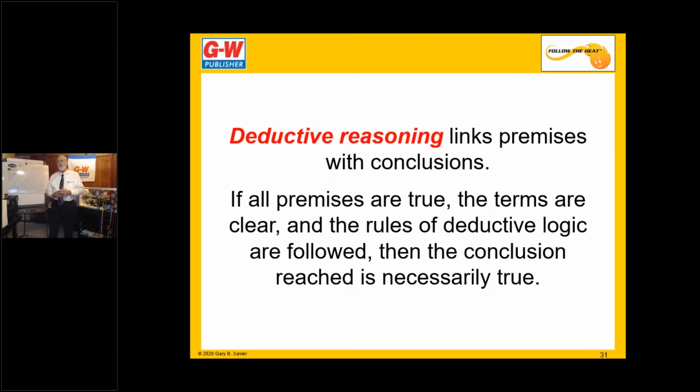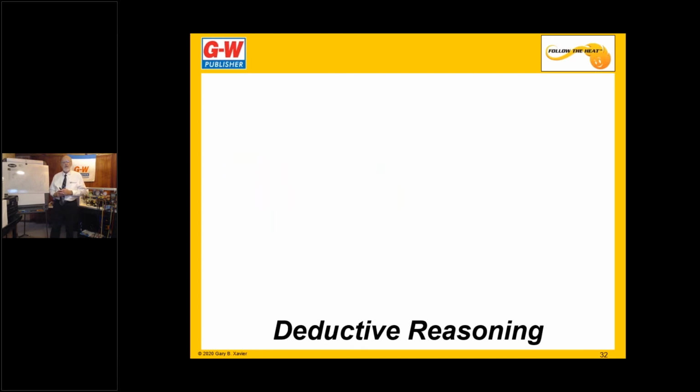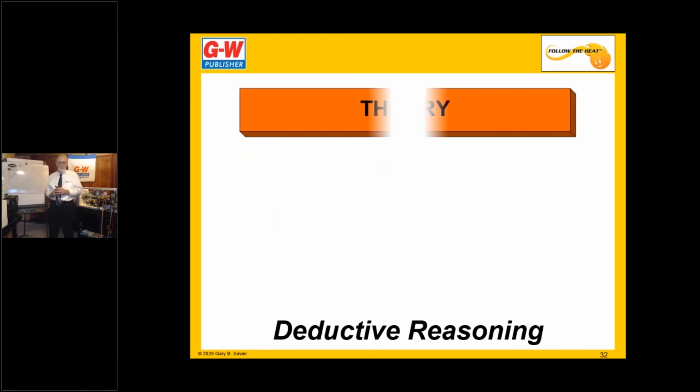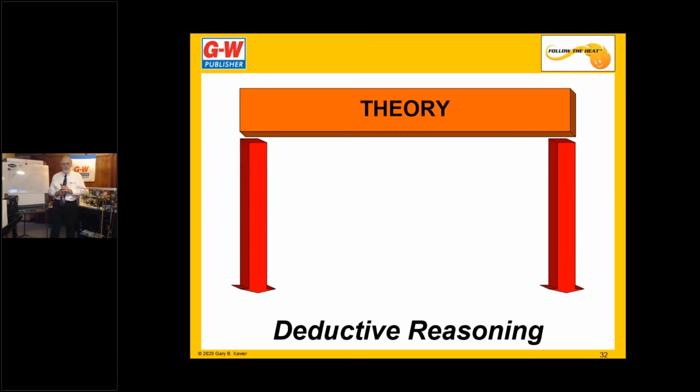That doesn't always work for us. Look at it like this. Deductive reasoning starts with theory. And we know we have to understand the theory of our operation. Don't get misled by that. But deductive reasoning starts with a theory and works its way down to the conclusion.